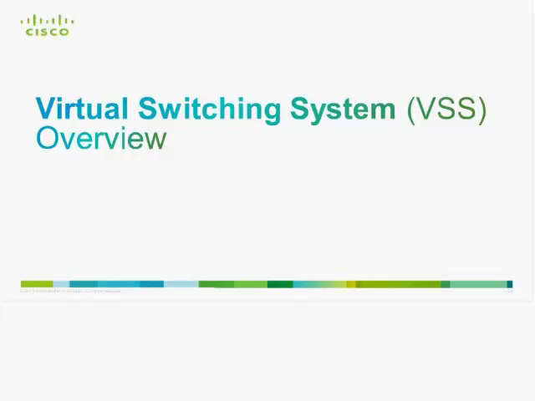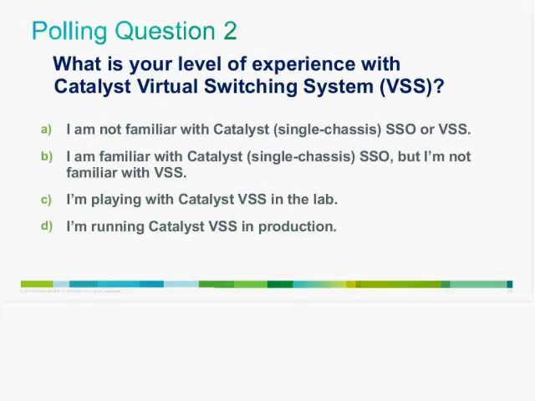Let's dive into VSS, which is a high availability story. I don't know how many of you know about VSS and what the system is, so let's do a polling question here to understand where we are in terms of high availability. The first one is, what is your level of experience with Catalyst Virtual Switching System? A, I'm not familiar with Catalyst single chassis SSO or VSS. B, I'm familiar with Catalyst single chassis SSO, but I'm not familiar with VSS. C, I'm playing with Catalyst VSS in the lab. D, I'm running Catalyst VSS in production.